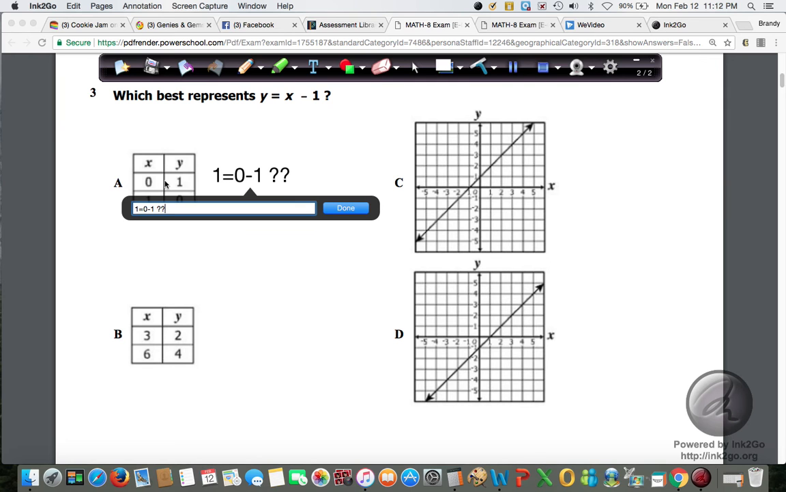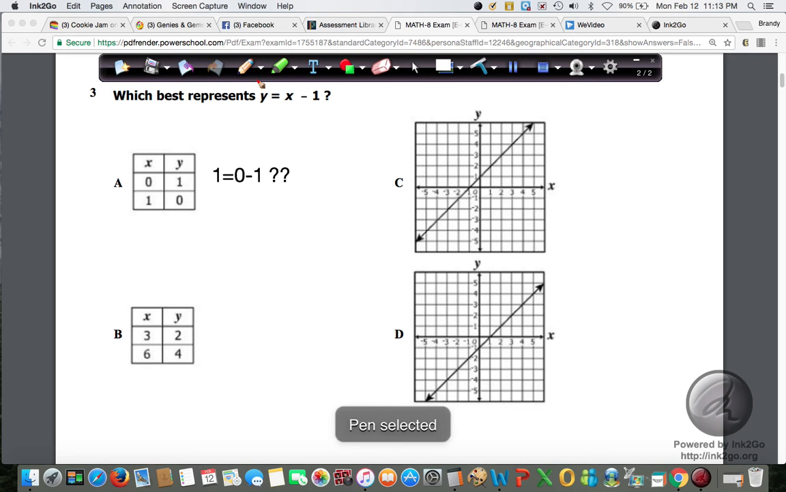If it doesn't, you can stop right there. You don't even have to worry about this next one, because as soon as 1 is wrong, you can cancel the whole thing out. No, because that would actually give you a negative 1. So that wouldn't work. So I'll give you a hint. We can get rid of A.